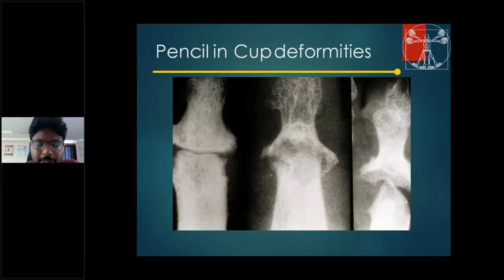This is the pencil in cup pattern seen in psoriatic arthritis. You can see the cup like saucer. This is like a pencil. You can see this pencil, and this is the cup, and this is the pencil tip. Can you see the pencil in cup deformity? Are you following? Yes, sir. No.